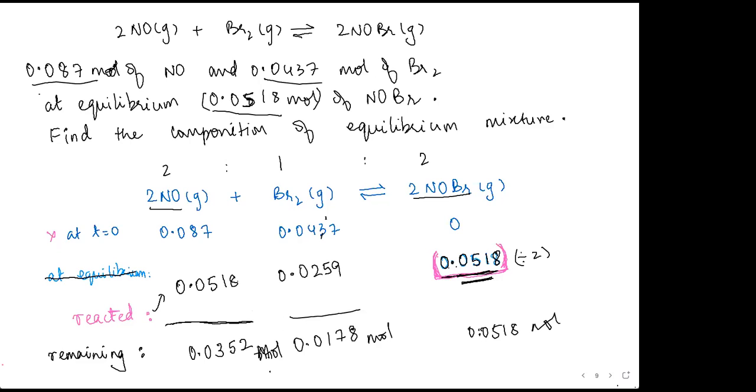If you're given the volume of the reaction vessel, using the volume you can figure out the concentration and find Kc of this particular equilibrium also. That's one step further. If you're asked to find Kc, then this question will be for a total of 3 marks. Slightly lengthier version.